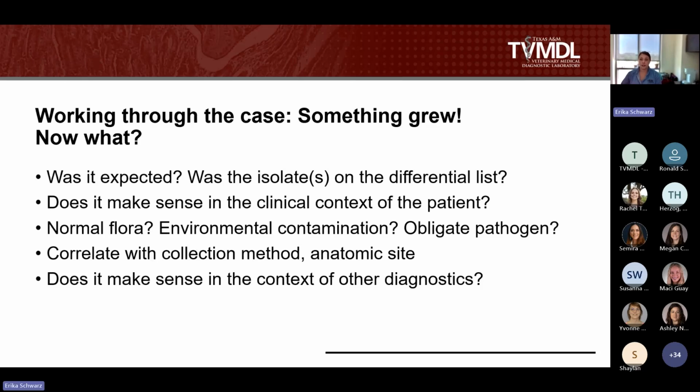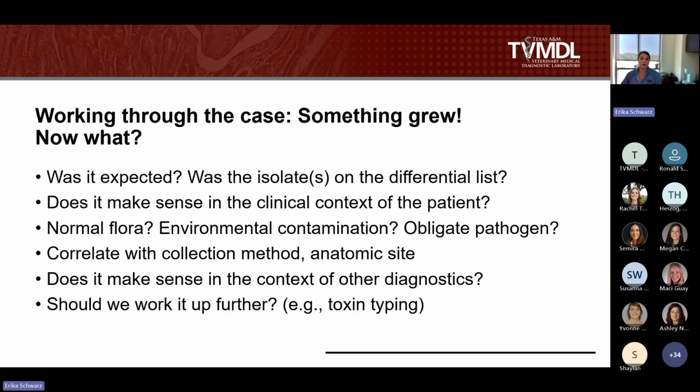In terms of other diagnostics, does the result correlate with the blood work or a urinalysis? What about imaging? If we can't determine significance, should we work it up further? We have options in some cases for strain typing or toxin typing, and that may be useful in determining whether something is a pathogen versus something that's just incidental.